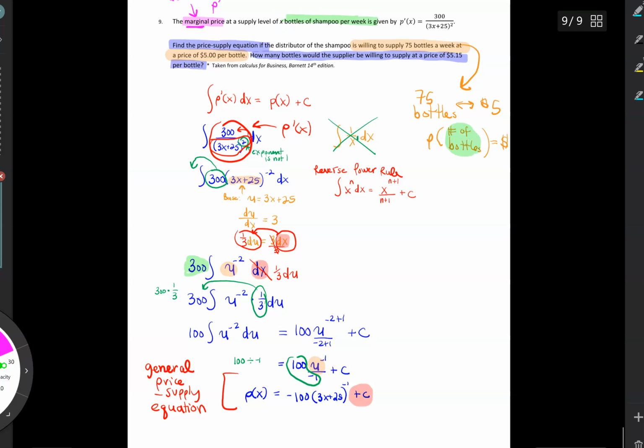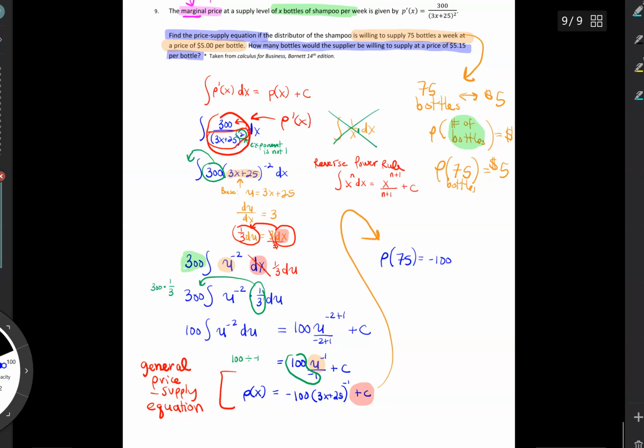Up here, X was number of bottles. And we're going to output the cost per bottle. So we're going to input 75 bottles and we need to output $5. So let's go do that and see what C would have to be. So I'm going to input 75 and follow my new rule.